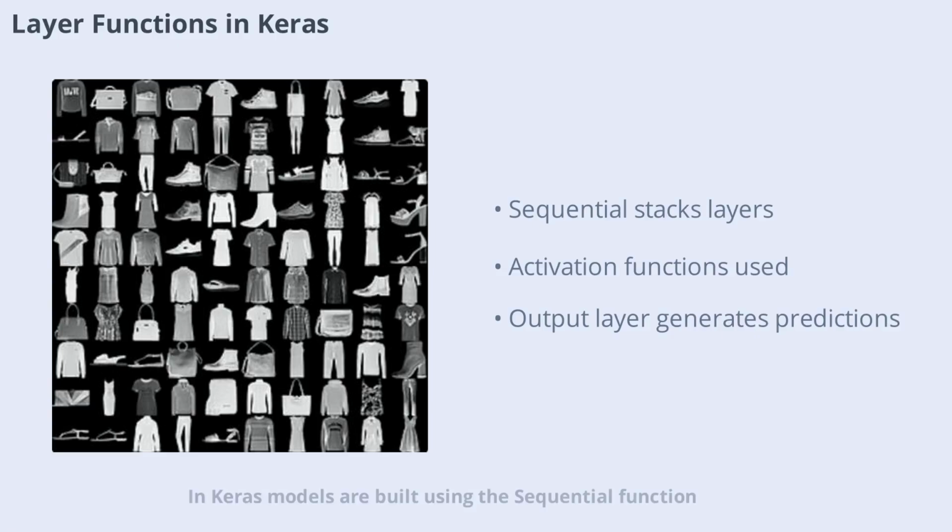In Keras, models are built using the sequential function, stacking layers to perform calculations and produce outputs. The input layer defines the shape of the data, the hidden layer processes it, and the output layer generates predictions. Activation functions like ReLU and Softmax help the model handle different types of data and tasks.